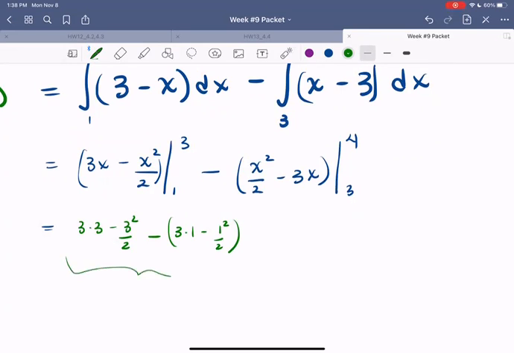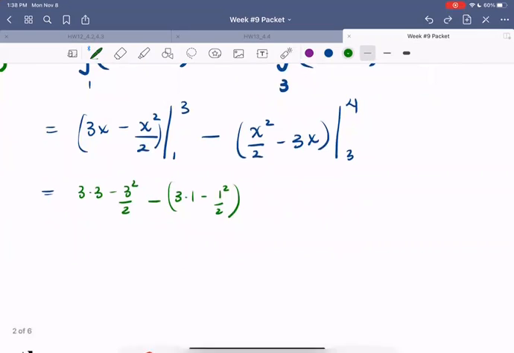And so I'll just go ahead and continue that further. So here I get 3 times 3 is 9. I'm going to get 9 times, again, 3 squared is 9. So 9, oops, and that should be a minus here. 9 minus 9 over 2 minus 3 minus 1/2.